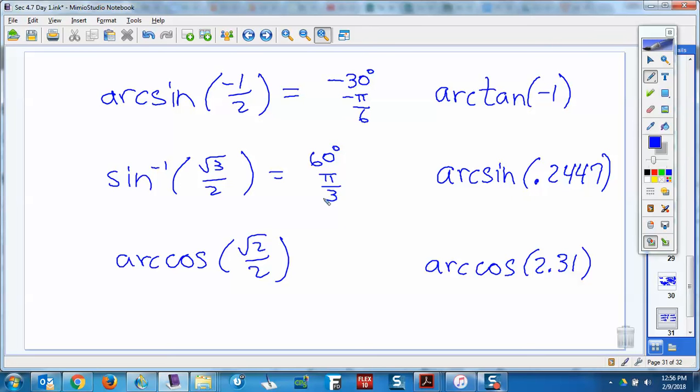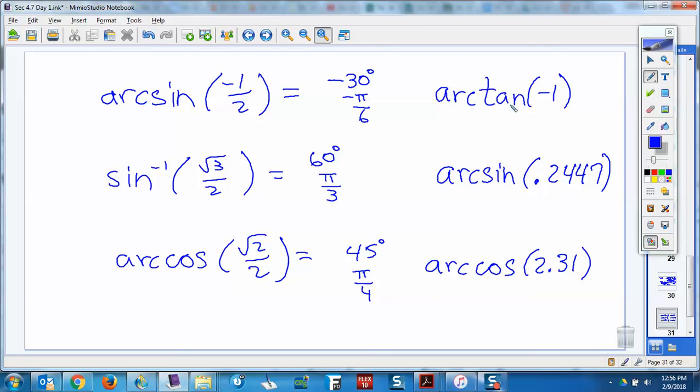Okay, should be arc cosine of √2/2. What angle has a cosine that's √2/2? 45. Now cosine is 0 to pi, that's quadrants 1 or 2. Which one do we want? We want 1. So positive ones are nice. They're always in quadrant 1, aren't they? So it's the negative ones we've got to think about. So 45 degrees or pi/4. Okay? Arc tan of -1.